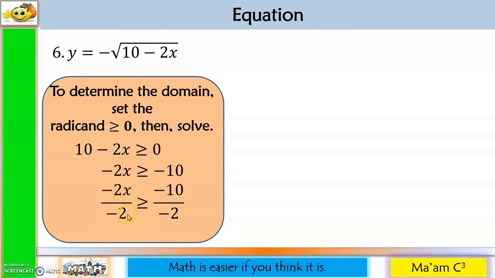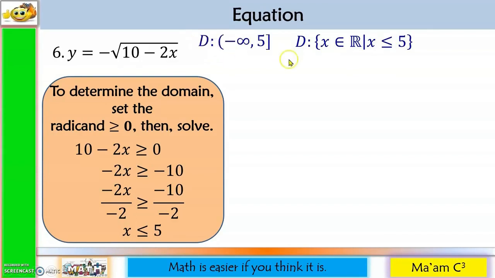Negative 2x divided by negative 2 is x. Negative 10 divided by negative 2 is positive 5. But since we divide by a negative number, our inequality symbol will change. So final answer, x is less than or equal to 5. This will be our domain. So our domain, 5 going to the left. But since we write from a lower value, this will be from negative infinity to positive 5. So there is "or equal to", so you'll make use of a bracket.